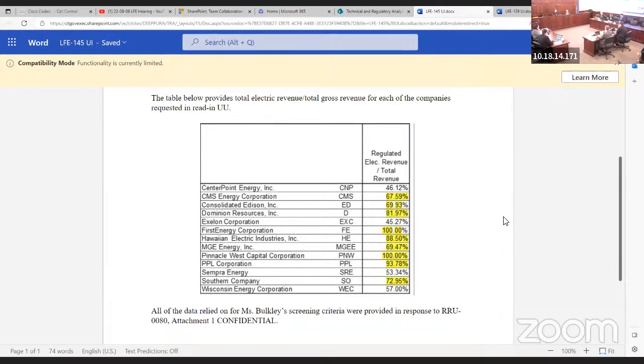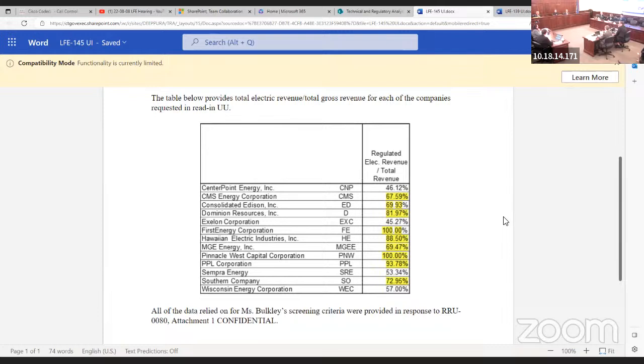So if you continue to lower the screen such that the screen bears no resemblance to the companies that we're actually establishing a return for, I think we've violated the comparability standard. So I've maintained that screen because we're looking at a company that is 100% electric.